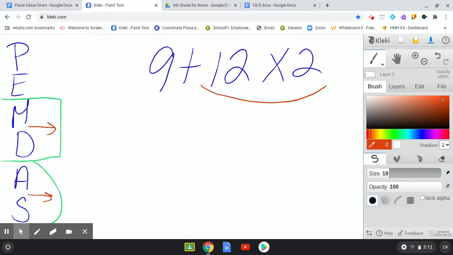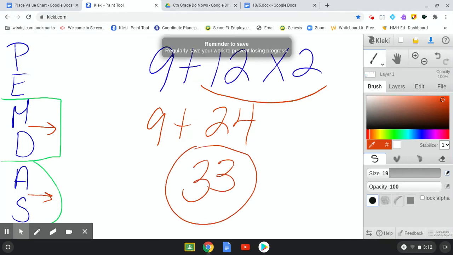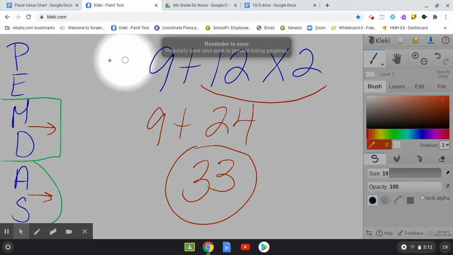So I'm going to scoop what I'm solving. I am not using the 9 yet, and I'm not using the addition sign yet, so I'm dropping those down. I'm going to then do 12 times 2, which is 24. And then I'm down to my final operation of 9 plus 24, which happens to be 33. So this answer is 33. Pretty simple. This was an easy one.